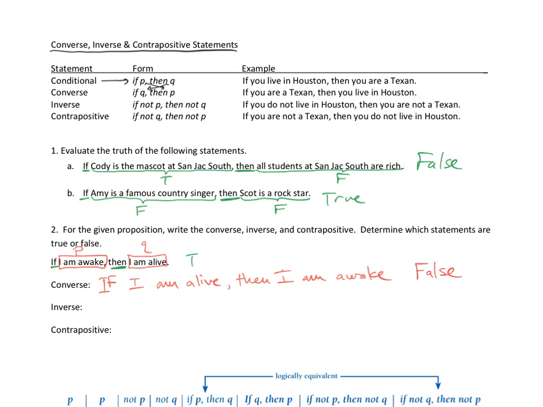Let's look at the inverse. Remember, the inverse is very closely related to the original conditional. Then we just put not in front of our P and Q, or we negate our P and Q. So it would look something like this. If I am not awake, then I am not alive. And again, I'm going to go ahead and say that's false, because if I'm not awake, that could mean I'm asleep. And if I'm asleep, then I'm alive. Like, that is a really false statement.